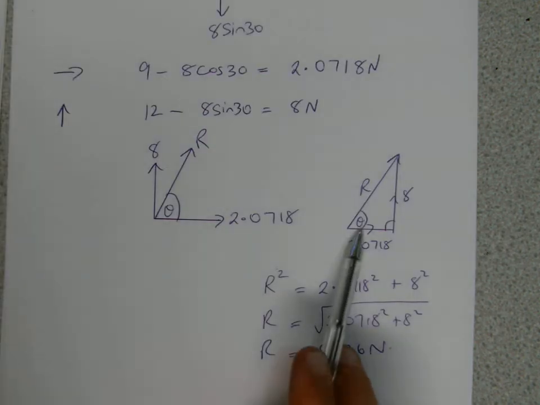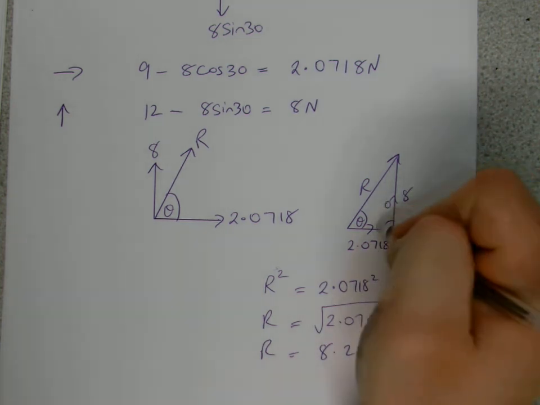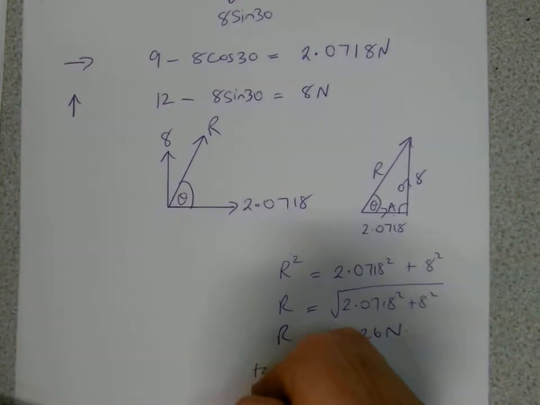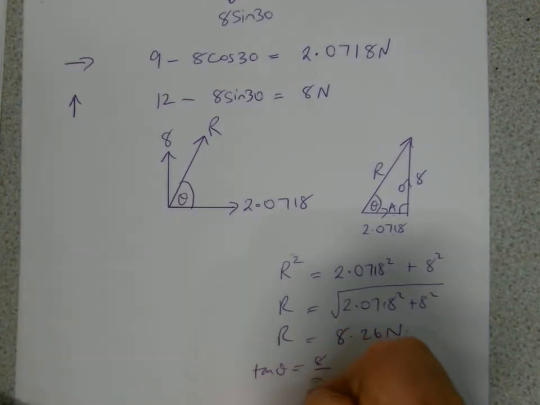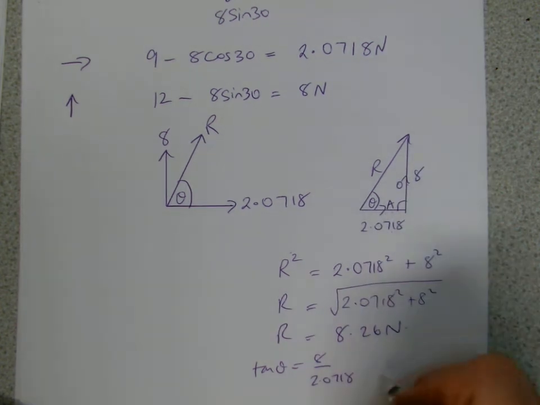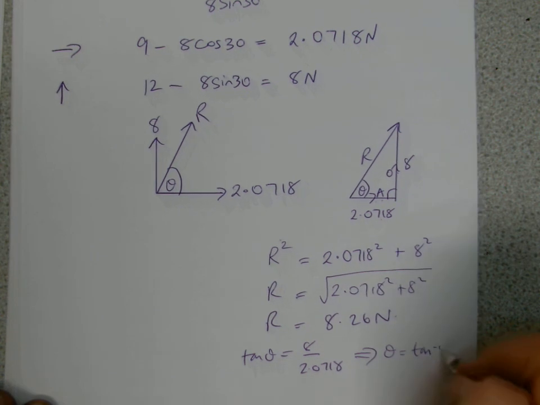So to get that angle theta, remember we could use SOHCAHTOA, and it's tan we're going to be using, because we've got the opposite and the adjacent. So tan theta equals opposite over adjacent. Opposite's 8, adjacent's that. So that implies that theta will equal tan to the minus 1 of that.